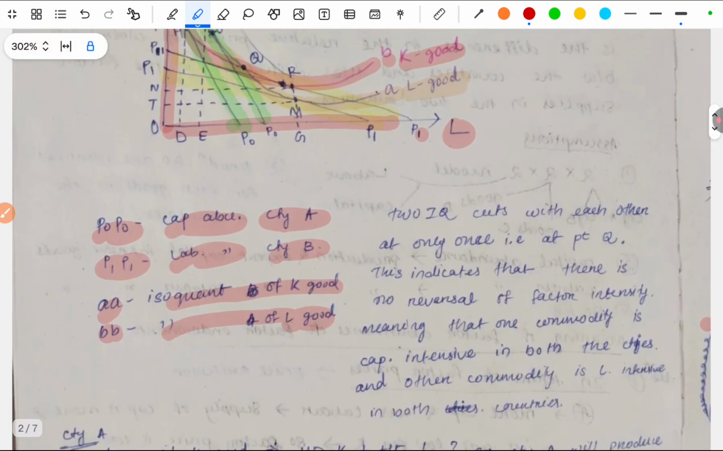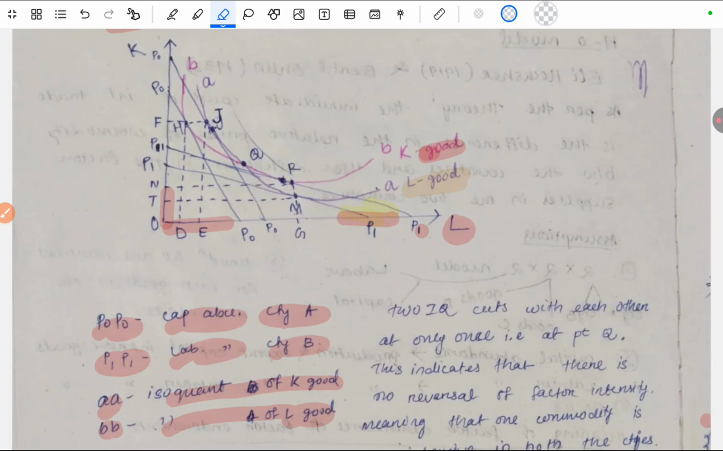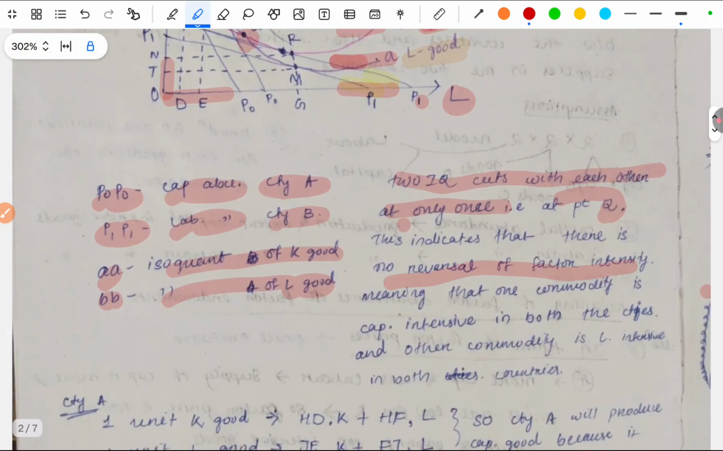We should know that the curve is both isoquants. Both isoquants, AA and BB, will intersect at only one point. This is Q. If the isoquants intersect at Q, this will be the price criterion and the HO model is valid. It says that the two isoquants cut each other only once, at point Q. This indicates that there is no reversal of factor intensity.